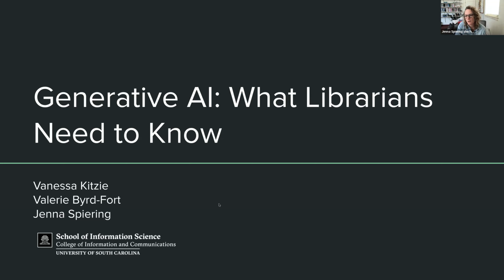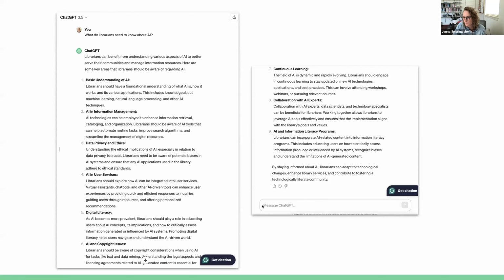Okay, so when preparing this presentation, of course, we had to start with a question to ChatGPT: what do librarians need to know about AI? You can see ChatGPT thinks you need to have a basic understanding of AI, and we do too. But something you're not going to get in this session is a highly technical, computer-science-y view of AI. We're more thinking about AI and use.